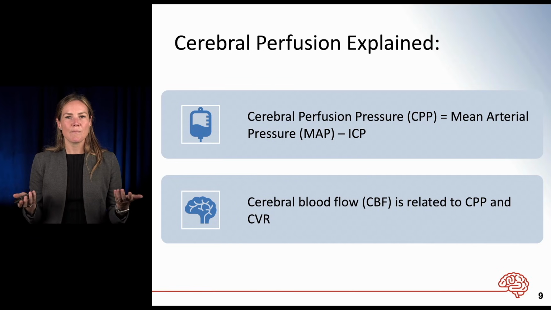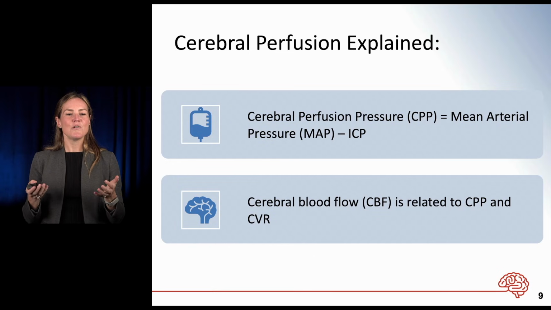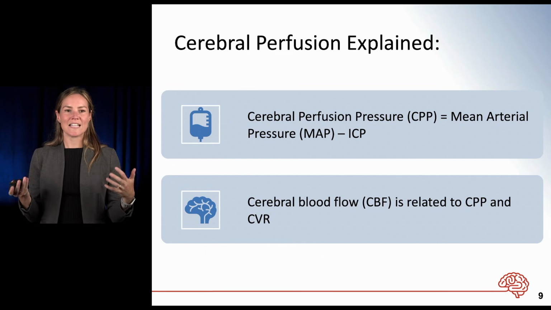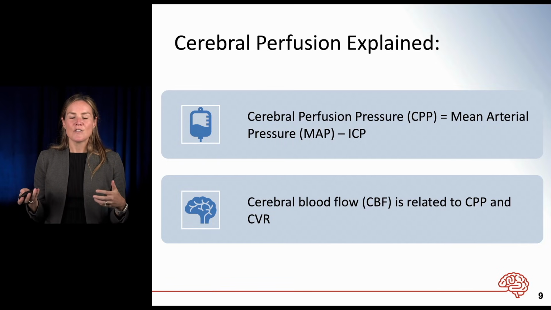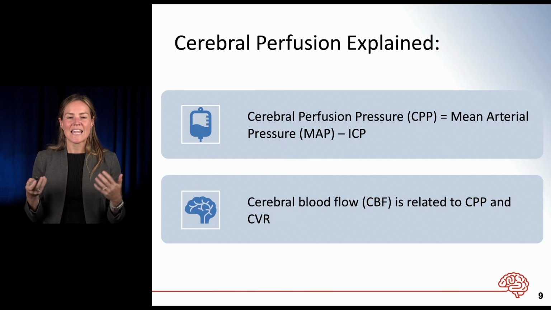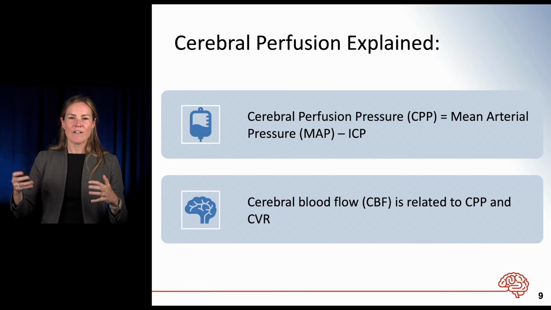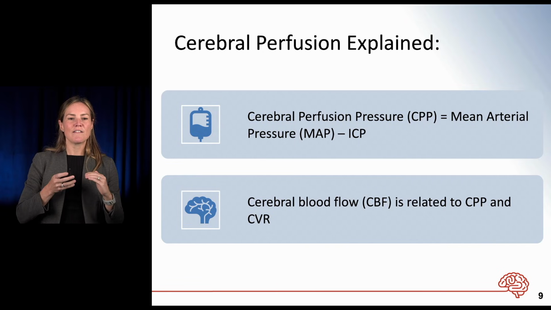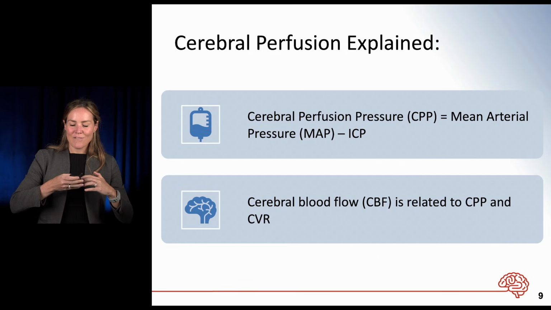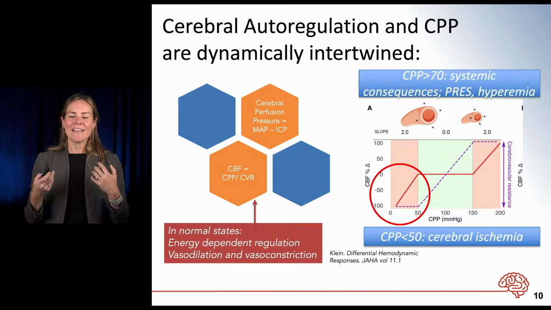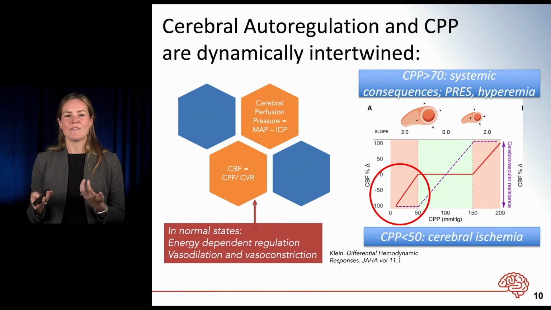Now, fortunately, the brain is quite smart, and it uses complex mechanisms through cerebral vascular resistance, or CVR, to help control the diameter of the arteries so that as pressure varies, the cerebral blood flow, the flow of the blood that's ultimately into the brain, stays the same. And so I think it's a little bit easier to see that on this slide.